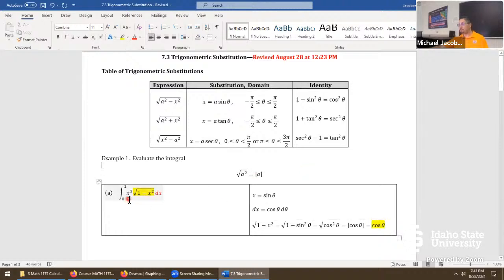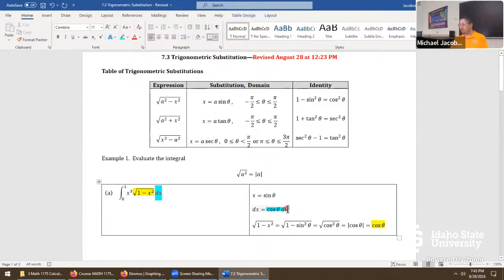We can figure out x cubed, and we have a formula for dx. Let's see if I can highlight that one. Our dx formula is just going to be cosine theta d theta. So we're ready to start integrating this thing. Any questions at all, folks, with the organization on the right?